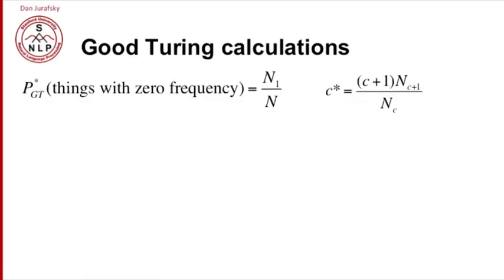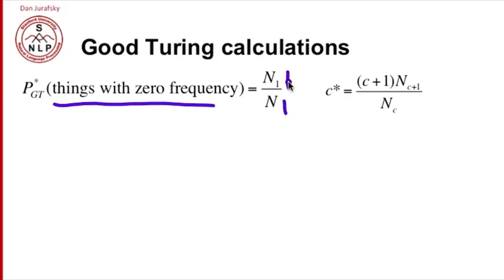Here's the equation for Good-Turing. Here's the answer to that question. Good-Turing tells us that the probability for things that we've never seen before, P star for things with zero frequency, is exactly what we used on the previous slide: N sub 1, the count of things that have occurred with frequency 1, over N. So it's just the 3 out of 18 that we saw before.